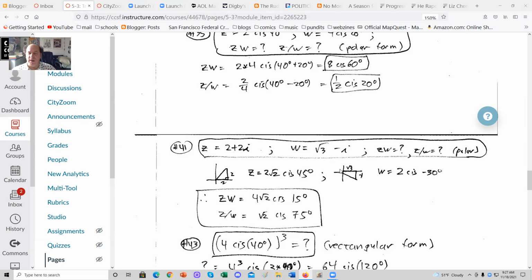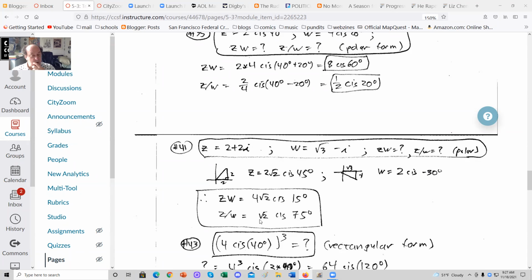Okay, so root 3 minus i is over root 3 and down 1. It's easy to check that this length is 2, and this is a 30, 60, 90 triangle. I give it a negative 30 degrees because it's clockwise. So W is 2 cis of negative 30 degrees. Their product, you multiply the lengths, so you get 4 root 2 cis of, add the angles, 15 degrees. 4 root 2 cis 15 degrees. Take the ratio. Well, the ratio of the lengths, 2 root 2 over 2, is root 2. 45 minus negative 30 is 45 plus 30, which is 75 degrees.